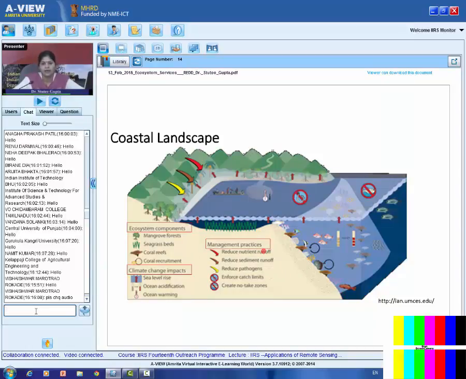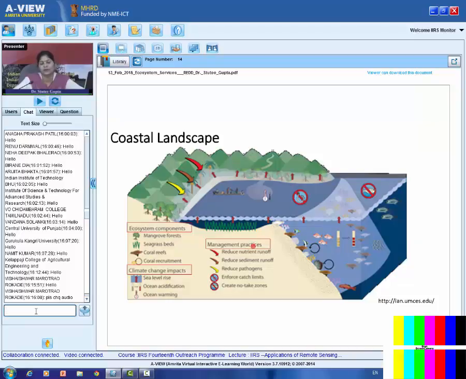So what happens, the management practices which are done in the entire ecosystem, whether they are the mangroves or the sea grasses or the coral ecosystem, these management practices reduce the nutrient runoff, they reduce the sediment runoff, and we can enforce such measures in some areas. All these management practices render a good ecosystem altogether, the holistic development of the region.